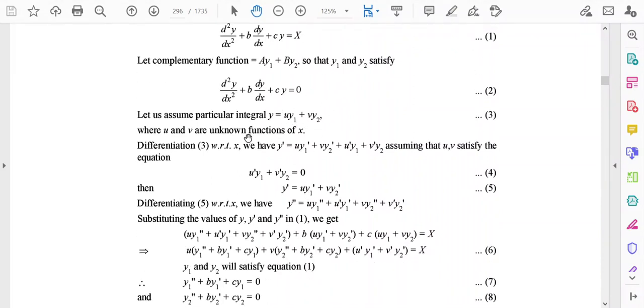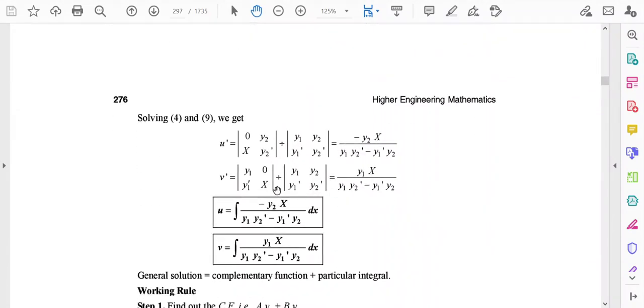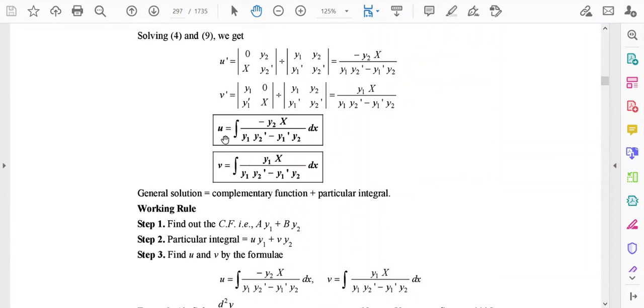There is a derivation, but I am skipping it. Let us focus on the formula. u is equal to the integral of minus y2 X, capital X being a function of x on the right side of the equation, divided by y1 y2' minus y1' y2, dx. And v will be the integral of y1 X divided by y1 y2' minus y1' y2, dx. So this is the formula to find u and v.